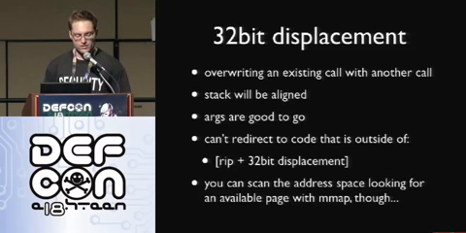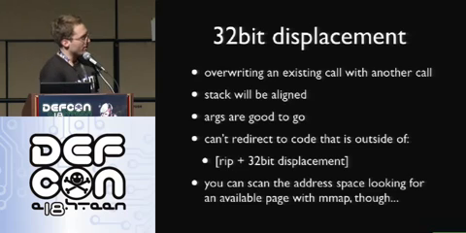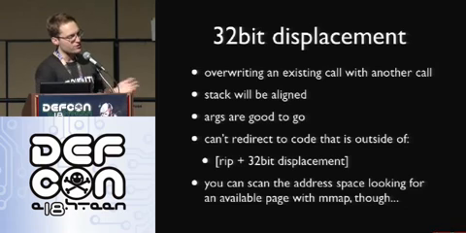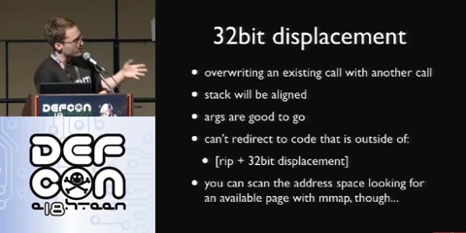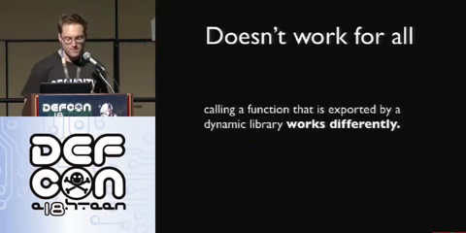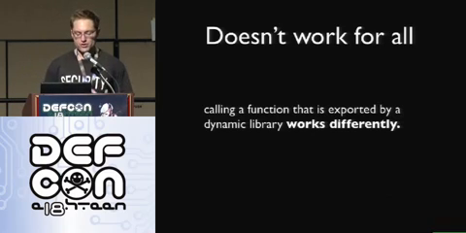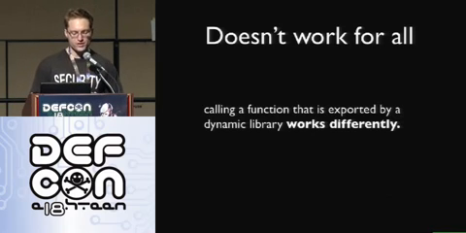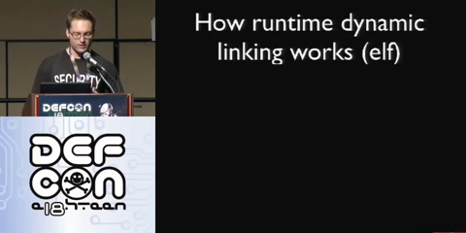The only way to get around this is to scan the address space, searching for a free slot where you can mmap a page in to put in a bunch of code to call. So that's how you get around that. You basically just scan the address space calling mmap within that instruction pointer plus 32-bit displacement window. And that works, but it doesn't work for everything. If you call a function that's exported by a dynamic library, that works slightly differently.